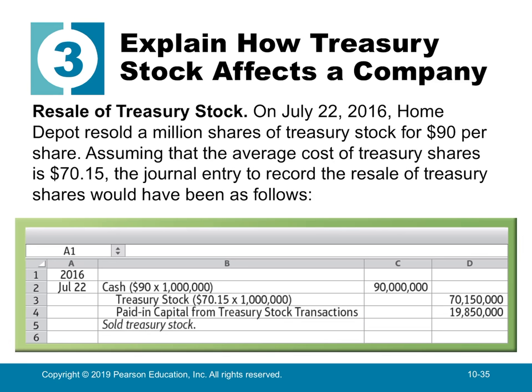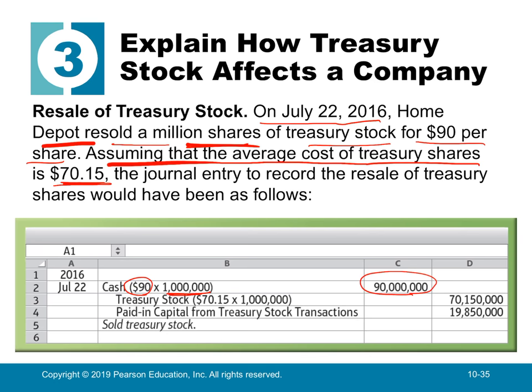So again, an example is best here. So remember those shares. In this case, on July 22nd, 2016, Home Depot resold 1 million shares of treasury stock for $90 per share, assuming that the average cost of the treasury shares was $70.15 per share. So in this case, they sold 1 million shares at $90 per share. So they received $90 million of cash. Originally, this treasury stock at cost was $70.15 times 1 million shares.